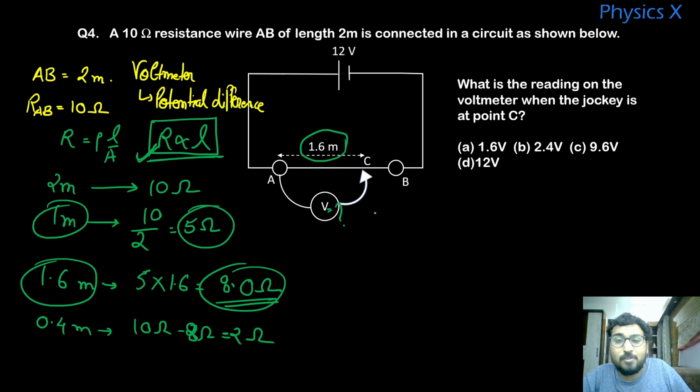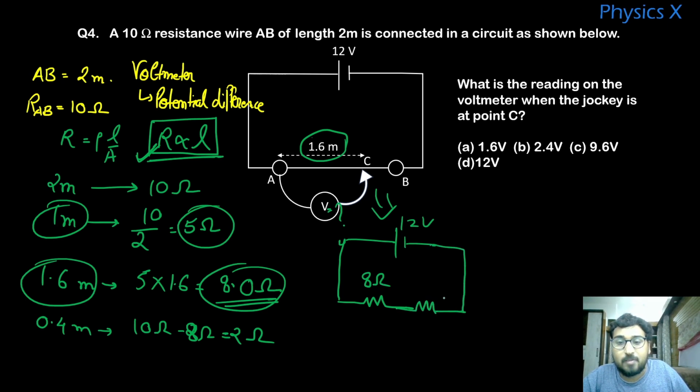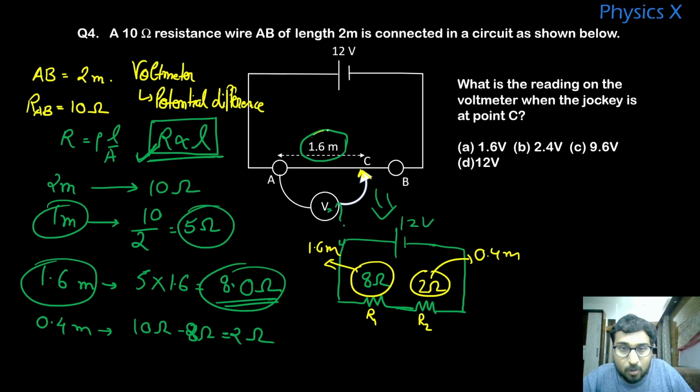So you can reduce this circuit as the 12 volt battery connected to this 8 ohm resistor and this 2 ohm resistor. This is R1, and this is R2, 2 ohm. R1 has the 1.6 meter length, and R2 has the remaining 0.4 meter length. Now the voltmeter is connected at C, that means across 1.6 meter only. So what will be the reading of this voltmeter? That is the potential difference across this resistance.